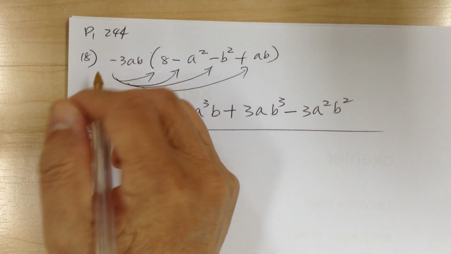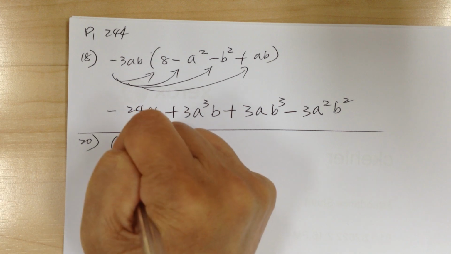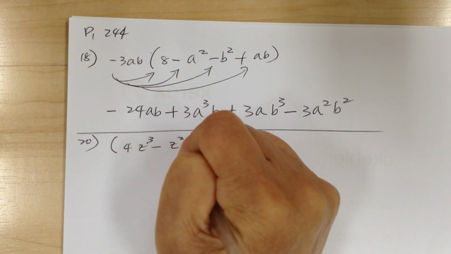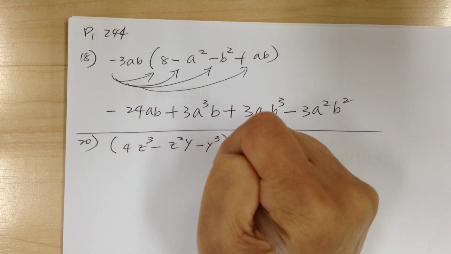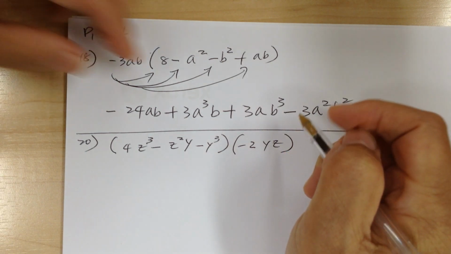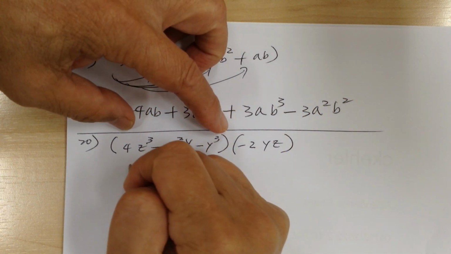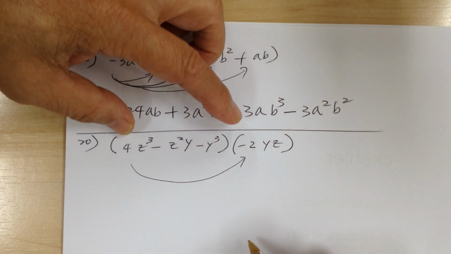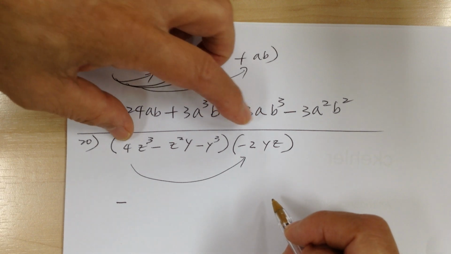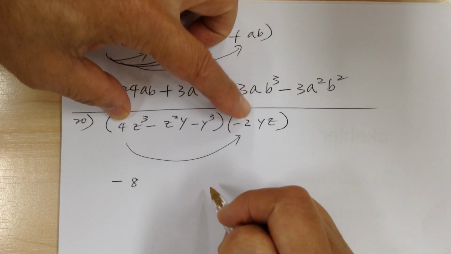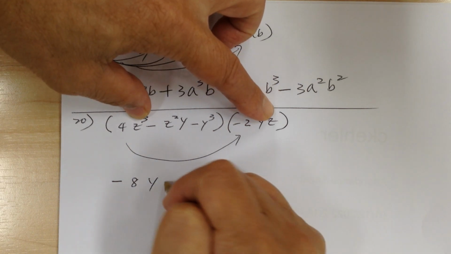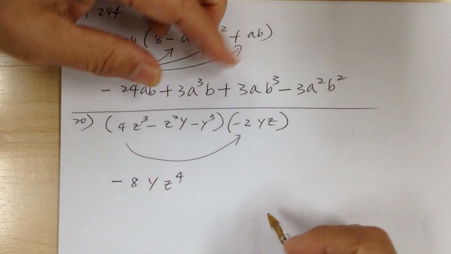Okay, number 20. Here you got 4z to the 3 minus z squared y minus y to the 3 times negative 2yz. So this is a backward distribution, so that's going to multiply. Okay, so again, positive, negative will give you negative. So do the sign, then do the number. 4 times 2 is 8. Then go down the alphabet. So over here you got y, and the z cubed times z will give you z to the 4. Okay, so that takes care of that.